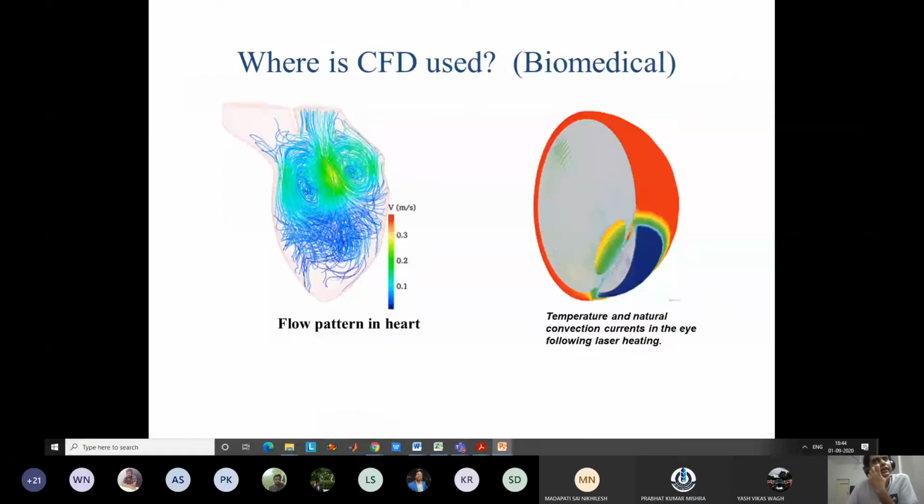Now another important area, which has become very important nowadays, is biomedical applications, so biological applications as well as medical applications. For example, what is the flow pattern of blood in the arteries or in the veins? Somebody wants to design a stent. There is a blockage, and you want to use a stent for that. How this stent will change the flow pattern in the artery, you have to study, and the first step is to develop a CFD model for that.